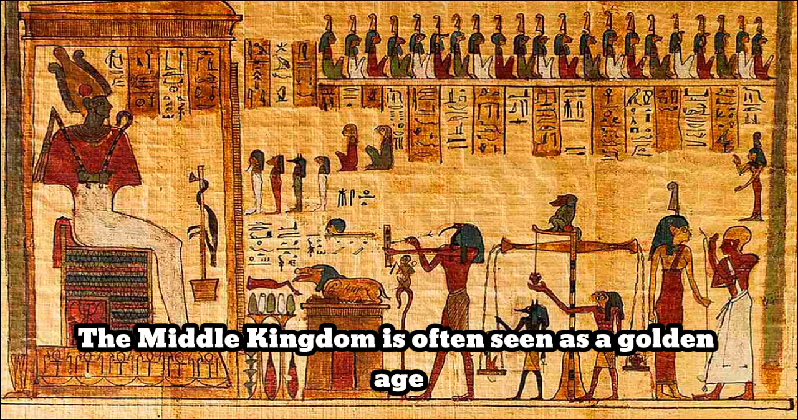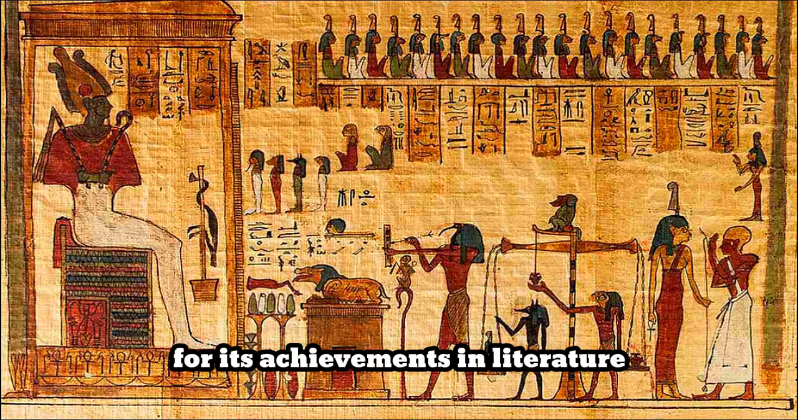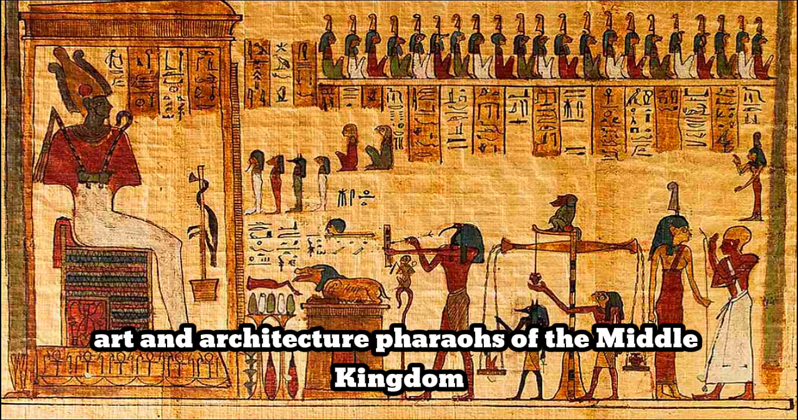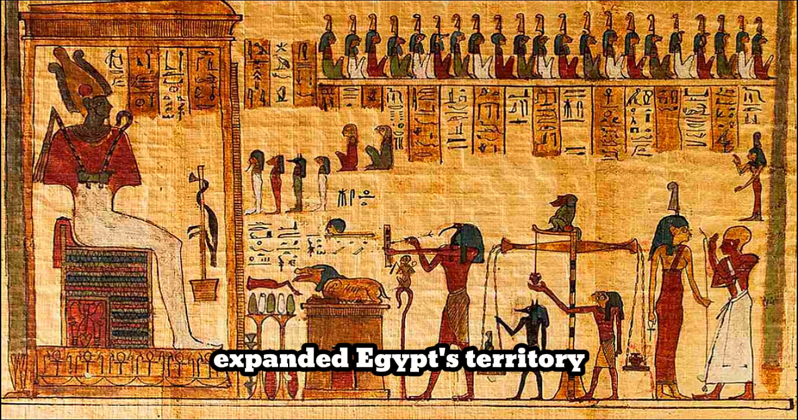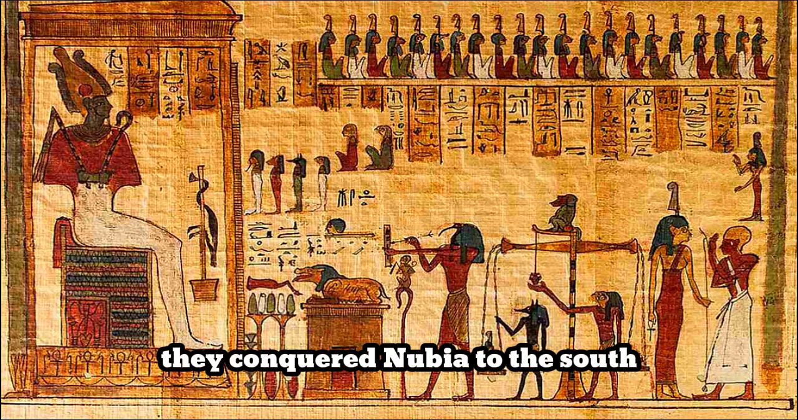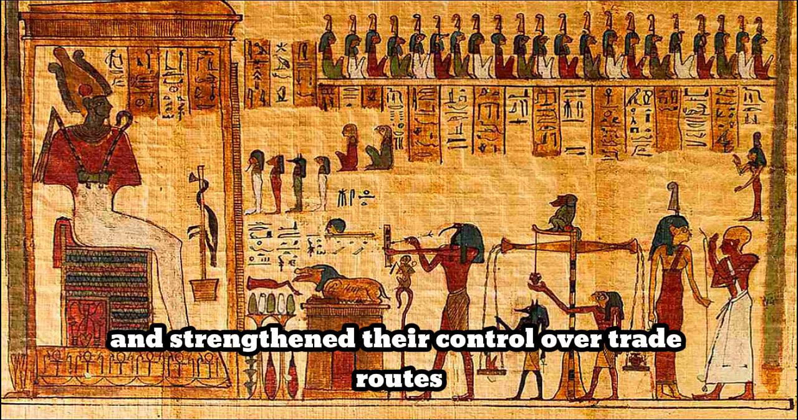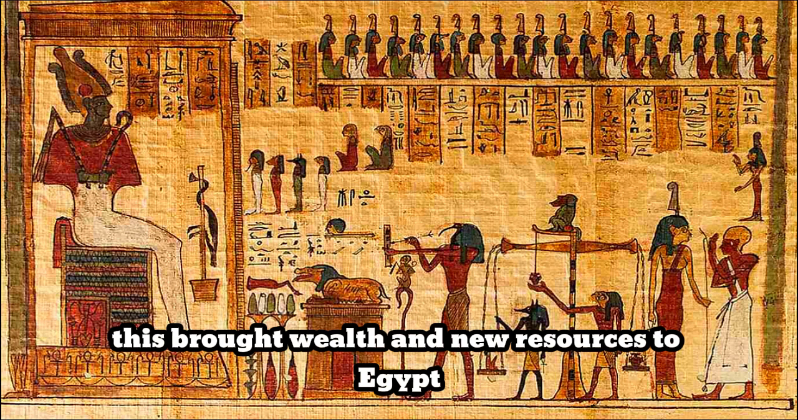The Middle Kingdom is often seen as a golden age for its achievements in literature, art, and architecture. Pharaohs of the Middle Kingdom expanded Egypt's territory. They conquered Nubia to the south and strengthened their control over trade routes. This brought wealth and new resources to Egypt.